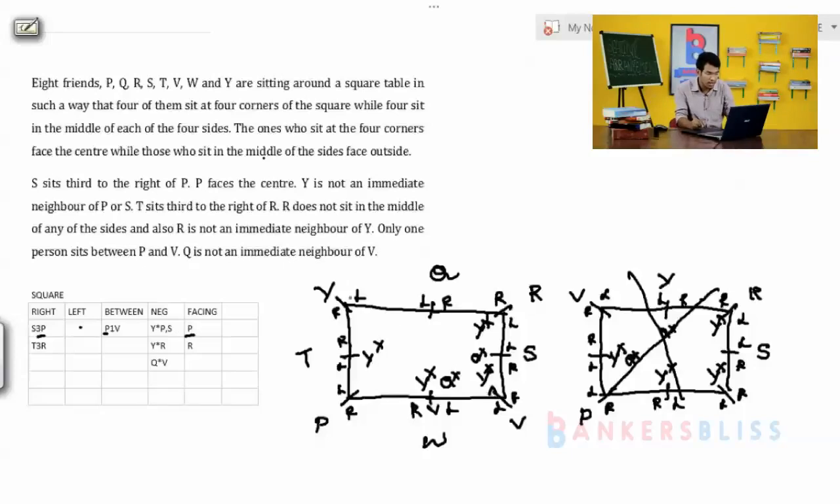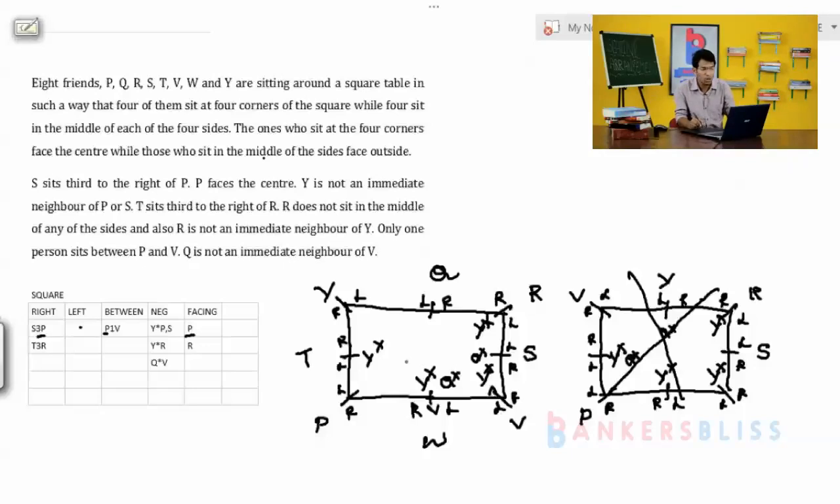Next, Y is not the neighbor of R. Here also Y is not a neighbor of R. Next, Q is not a neighbor of V. Definitely Q is not a neighbor of V. Next, P and R are facing the center, and Y and V are also facing the center. Why? Because out of the 8 members, 4 friends are sitting in the corners. Those who sit in the corners face the center, and the remaining face outside. And this is exactly correct.